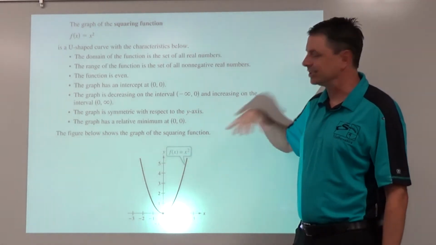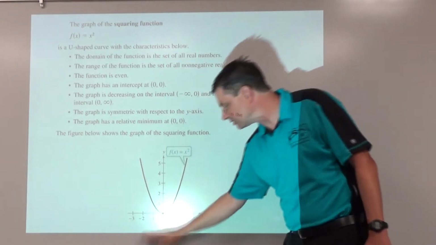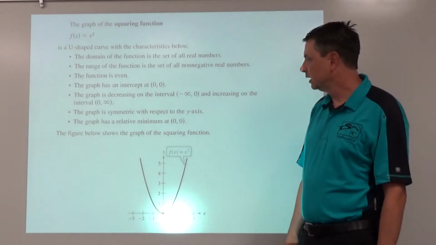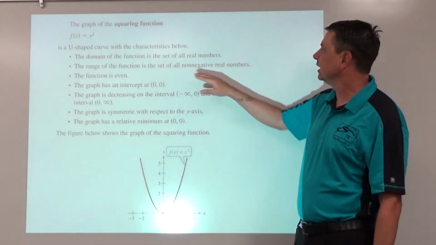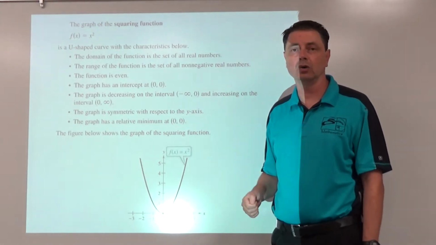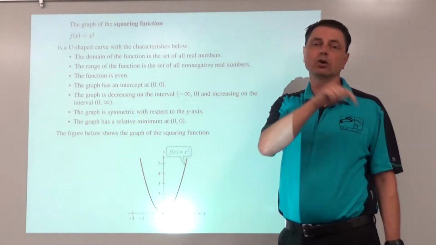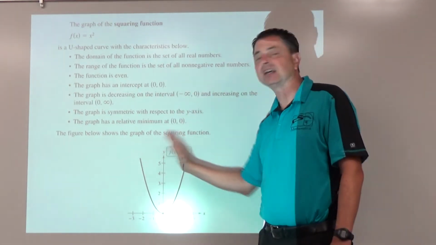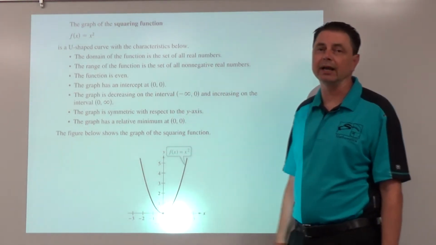The range is not unlimited like that because it doesn't go down forever. It only has positive y values. So we would say that the range is non-negative real numbers, or y is greater than or equal to 0, or bracket 0, comma, positive infinity. The function is even because it's symmetric about the y-axis.